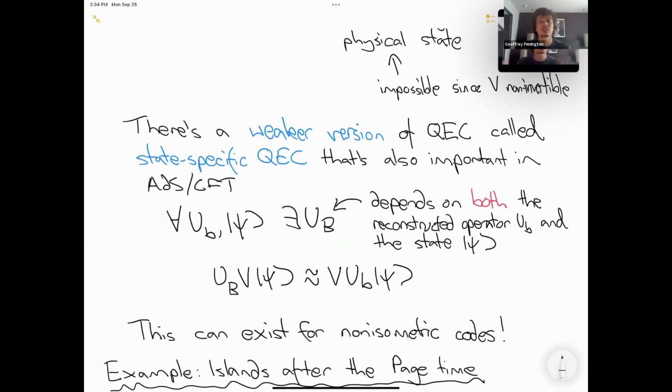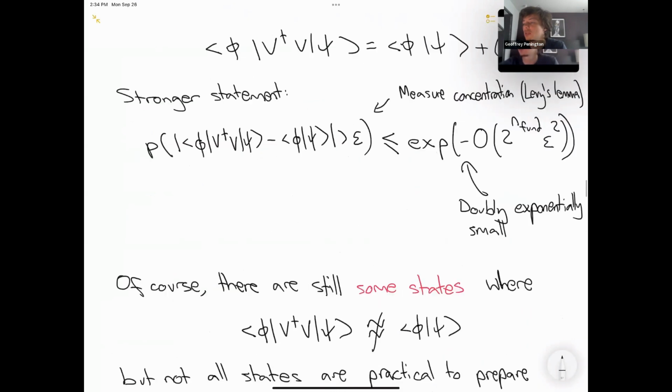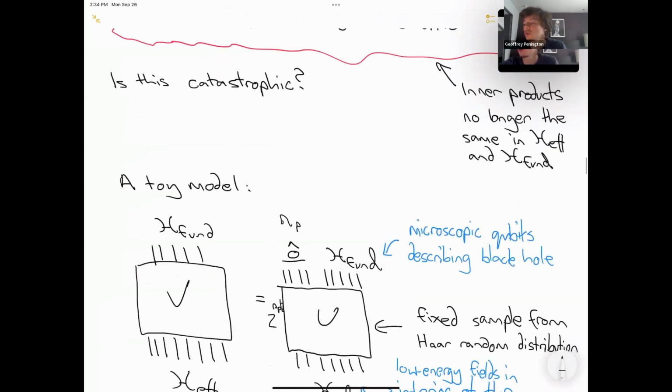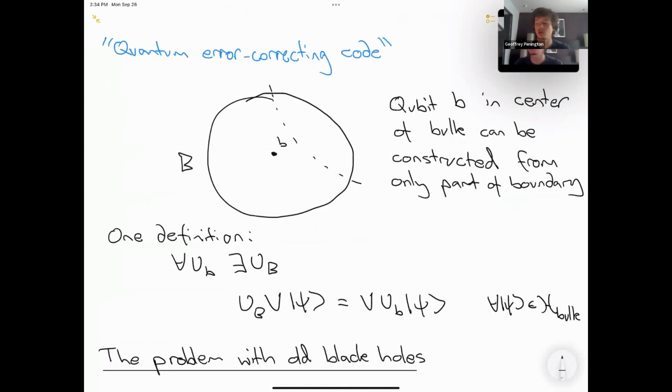This is a weaker condition than being able to do true quantum error correction. If we go back to the definition of quantum error correction from before, the idea was that for any bulk operator, we could find a boundary operator that did the same thing. And that boundary operator had to do the same thing for all bulk states.